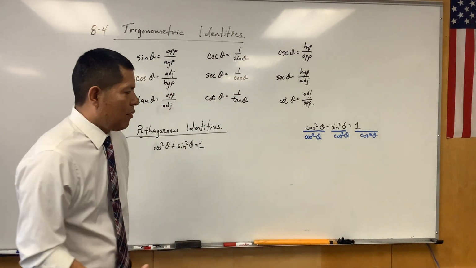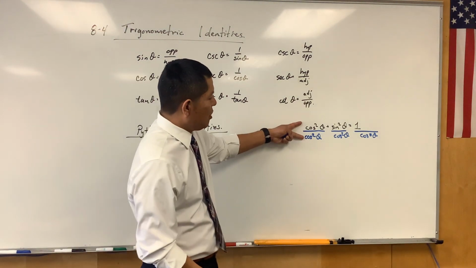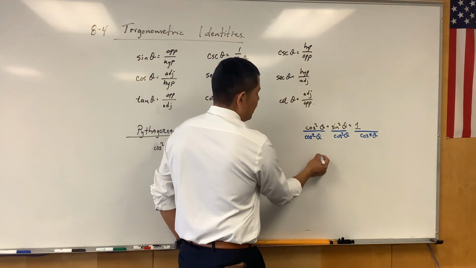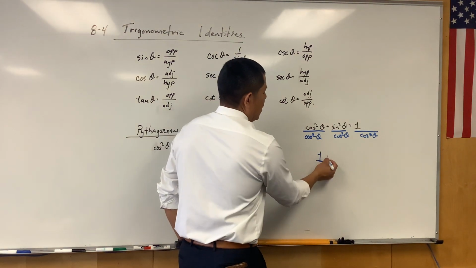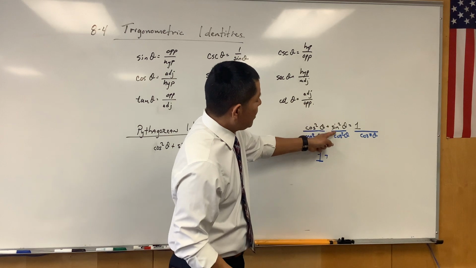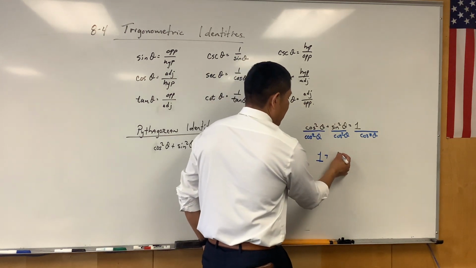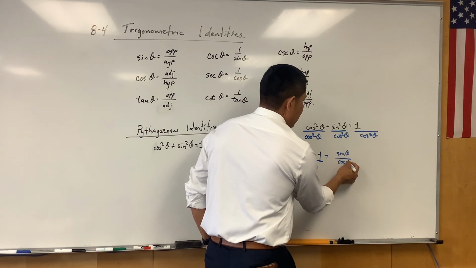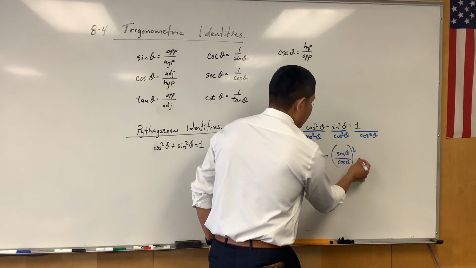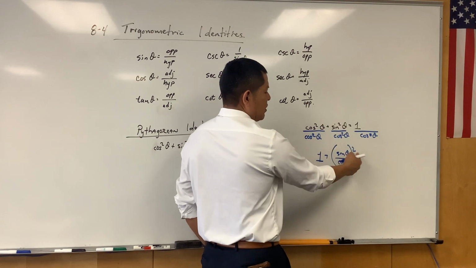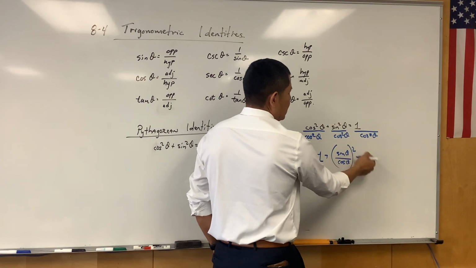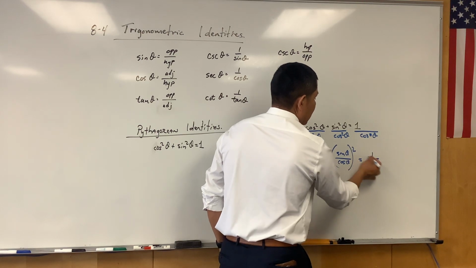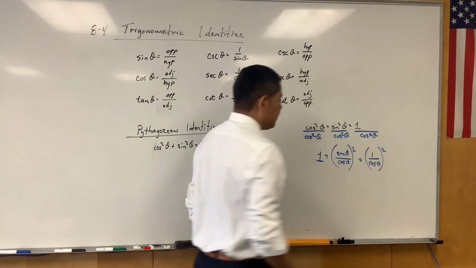When I do that, what happens, right? So the cosine squared theta divided by cosine squared theta, that's just 1. Then the sine over the cosine, right? So we have the sine theta over cosine theta squared, because both of them are squared, I'm just going to put the squared out here, is equal to 1 over the cosine of theta squared.